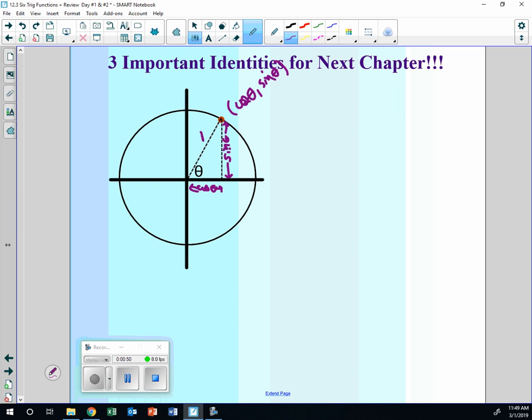Got that? Okay, good. Now, this is a right triangle, so we're going to draw it right here. Did I say right triangle right here? I didn't mean that. But 1, cosine, sine.